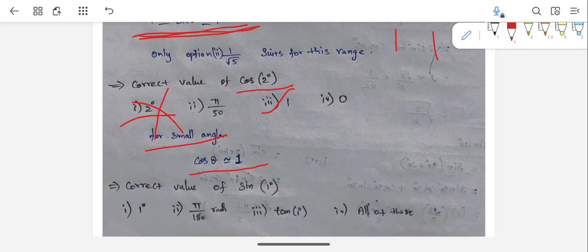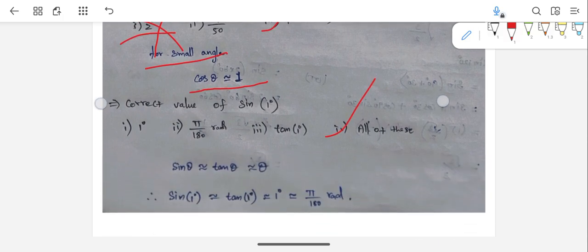Again, sin 1 degree. What will be the answer, guys? I hope everyone will solve this easily. Just before watching how I am solving, you try to solve it yourself. This is a very, very basic thing. So the answer is the fourth option.